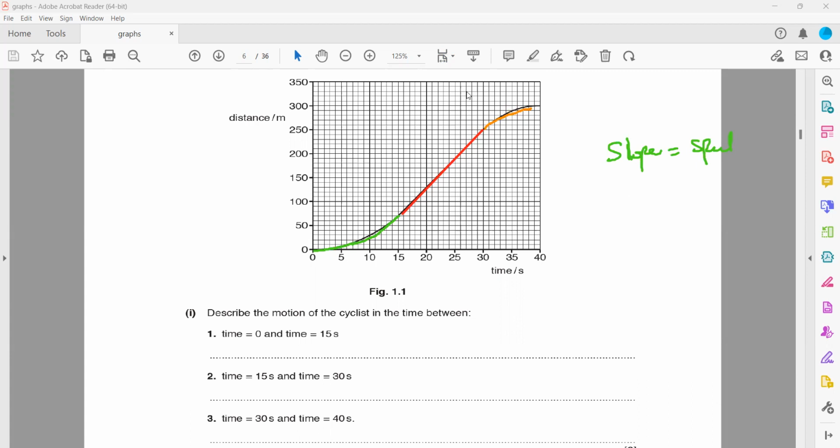So for the first part, we can say that the speed is increasing. And when we say speed is increasing, we can say it is accelerating. From 15 to 30 seconds, it is a constant speed. And from 30 to 40 seconds, the speed is decreasing, or it is decelerating.